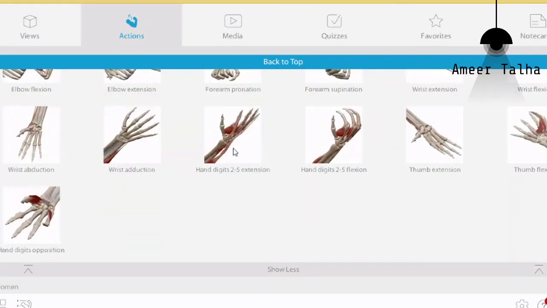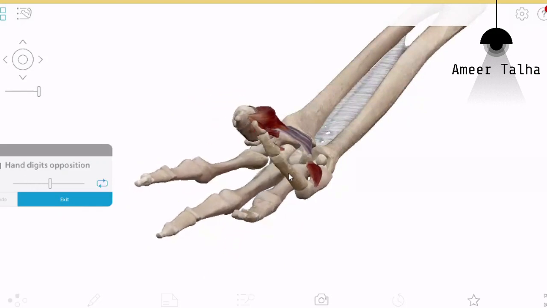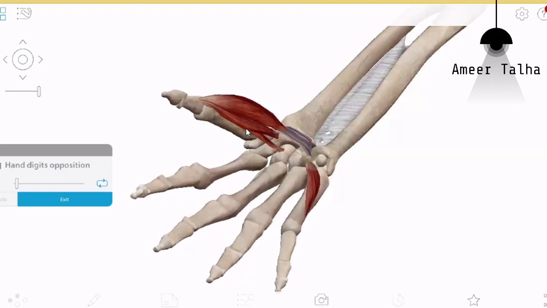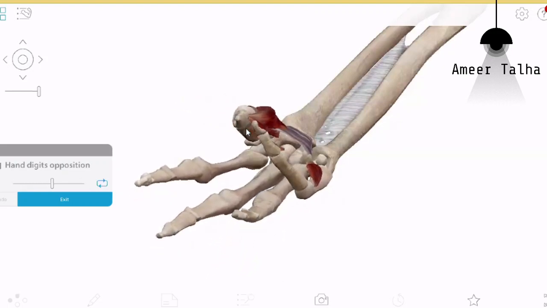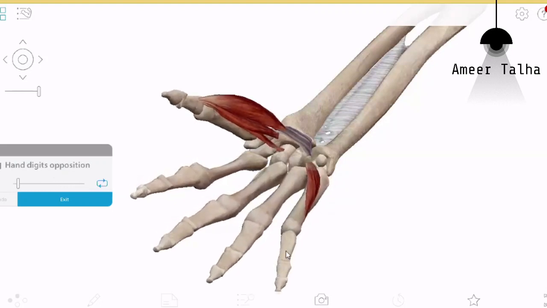उसके बाद hand opposition movement. अब देखने के लिए, opposition of the thumb and the little finger is like this. And the thumb moves medially towards the little finger.